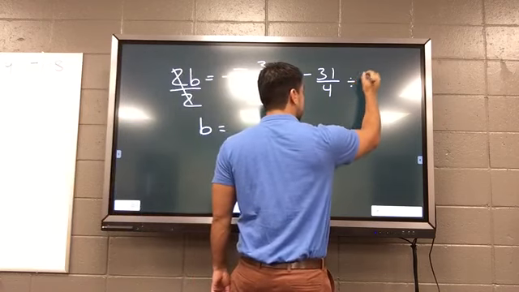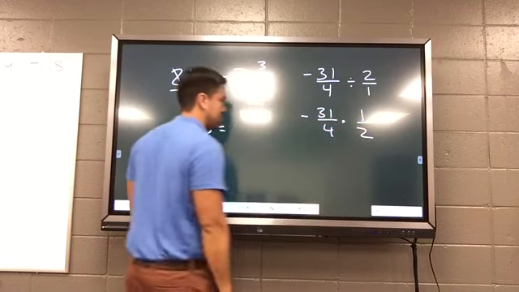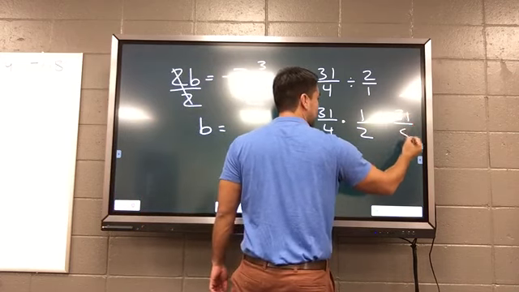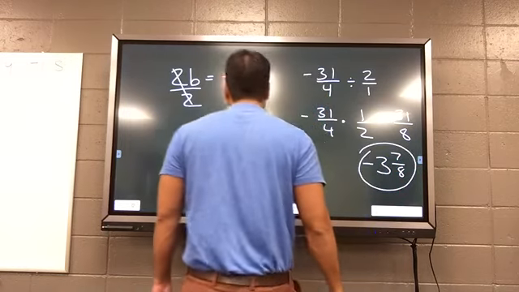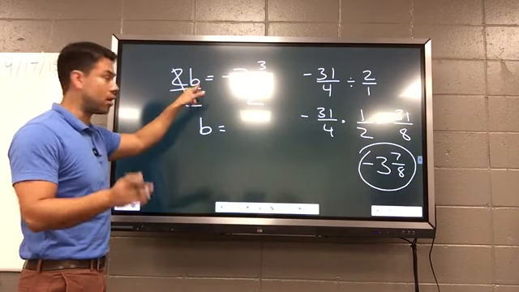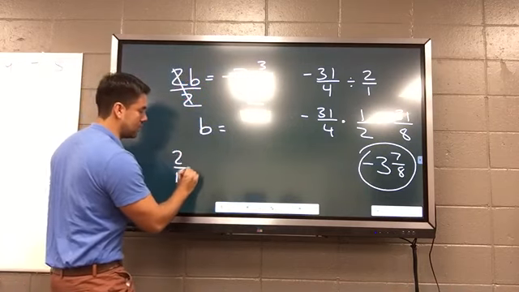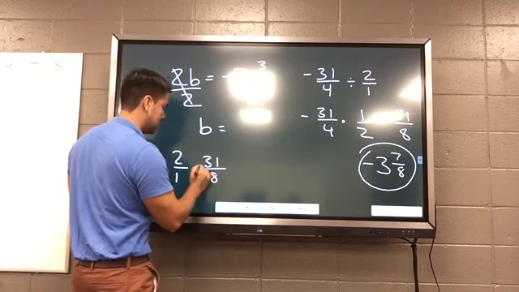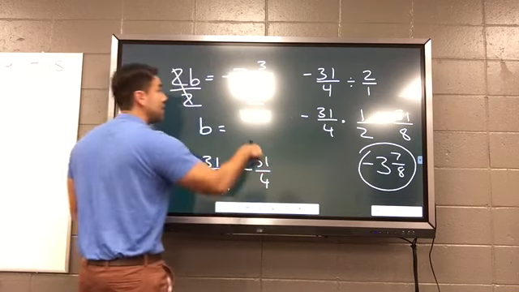Okay, so it was like this, right? And then you did stay, change, flip. Okay? And I got negative 31 over 8, which becomes negative 3 and 7/8. Oh my gosh, I'm so close. So you could put it back right here, and you would do another problem. 2 times negative 3 and 7/8 would equal that. So you do like 2 over 1 times negative 31 over 8. You just work it out again. You get negative 31 over 4.